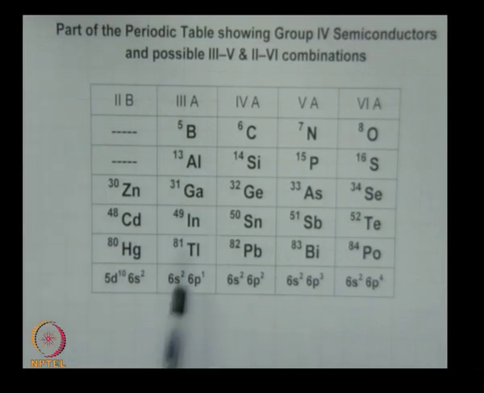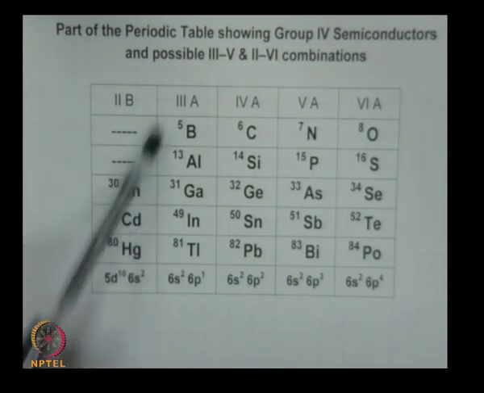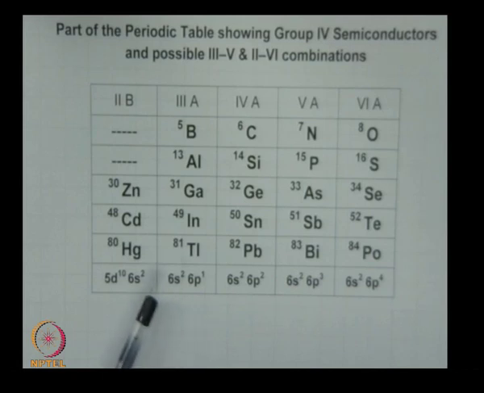For example, this is thallium, 6s2 6p1. All elements in group 3 have a configuration in the outermost shell like 6s2 6p1 for thallium. For indium it is 5s2 5p1. If you go to gallium it is 4s2 4p1, and if you go to aluminum it is 3s2 3p1, and obviously if you come to boron it is 2s2 2p1. Boron's atomic number is 5, which means there are 5 electrons. The electronic configuration is 1s2 2s2 2p1.